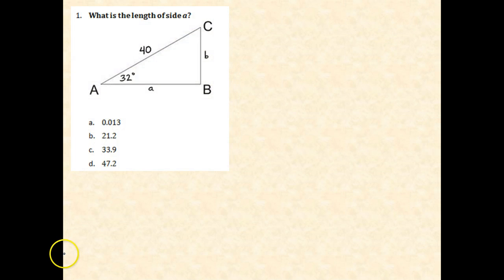Number 1, what is the length of side A? Well, we've got this angle here, which is 32 degrees. And then we want to find side A, which is this guy. We know that the hypotenuse is 40. So we've got an angle and the hypotenuse of a right triangle. This should have the little right triangle sign on it. And we want to find this adjacent side. So what trig function relates an angle to the adjacent side and the hypotenuse?